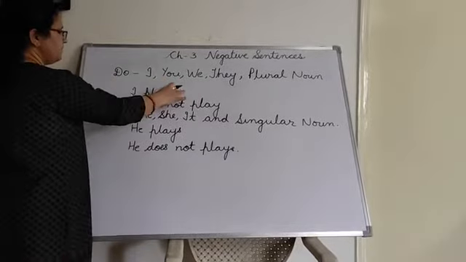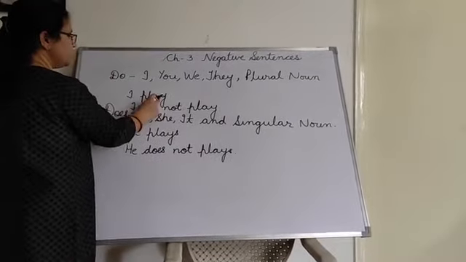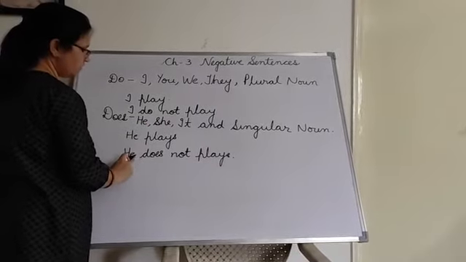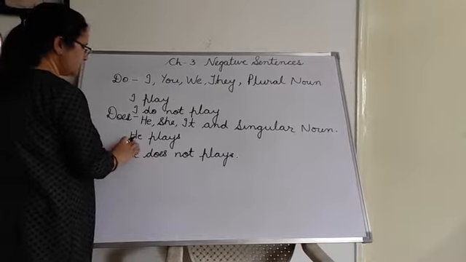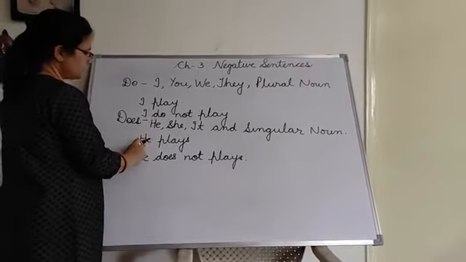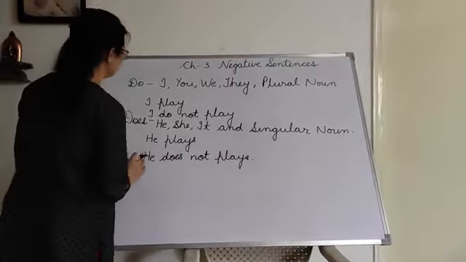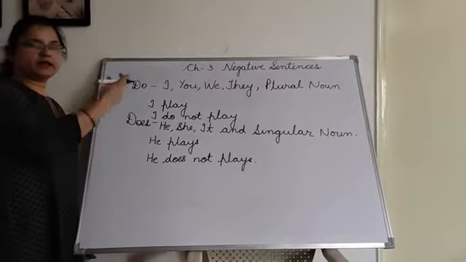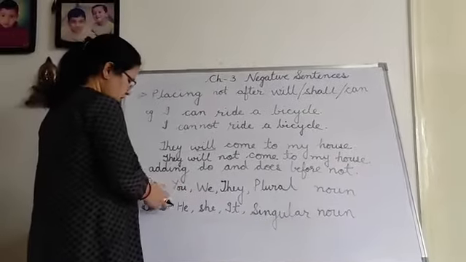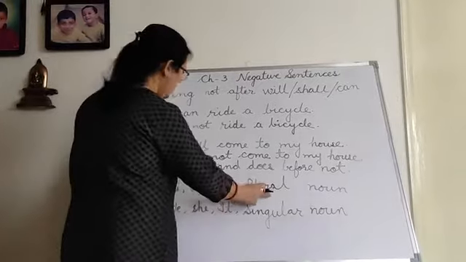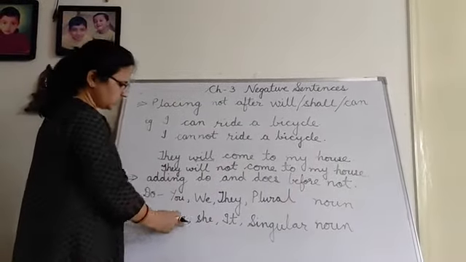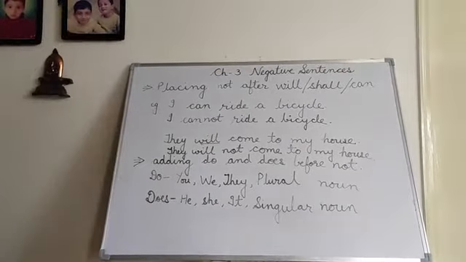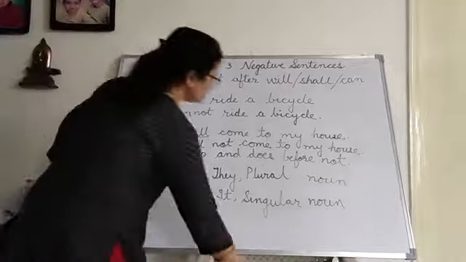So, I play. I do not play. To make it negative, you will place not after do. And here, he plays. So you will place not after does. With he, you will use does here. So, he does not play. So in this way you will use these words in the sentence to make it negative. Do is used with I, you, we, they and plural nouns, and does is used with he, she, it and singular nouns.